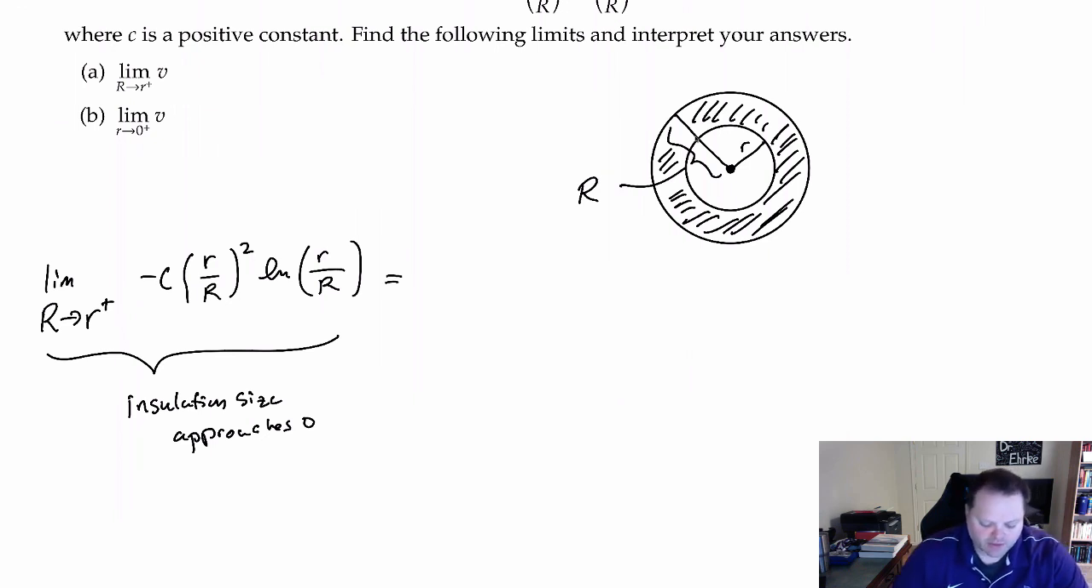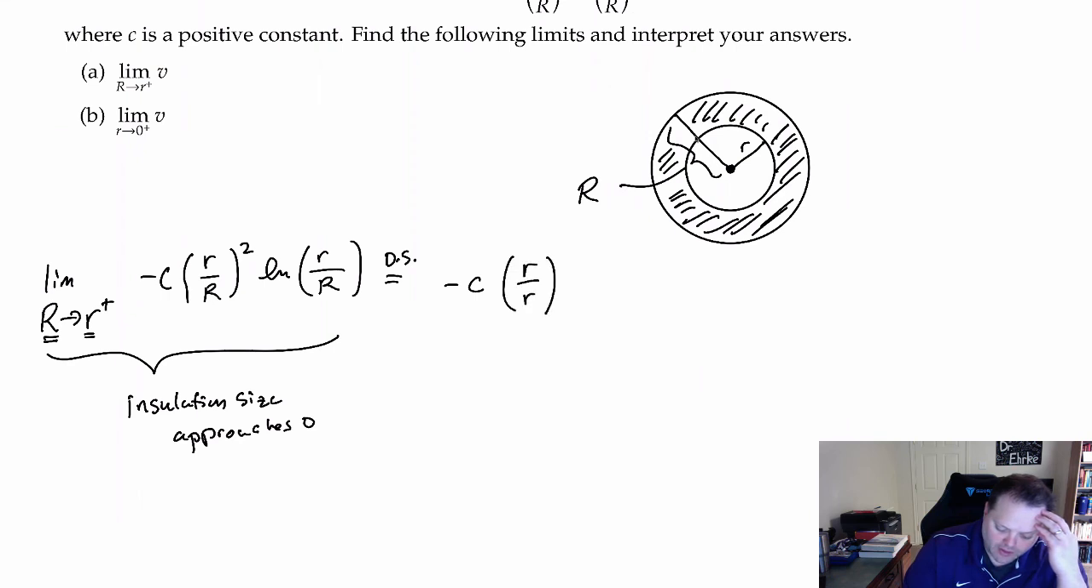If you take the limit here as R approaches r, we're just going to directly substitute in. So you'll get minus c. I'm replacing capital R with little r. So capital R gets replaced with little r.